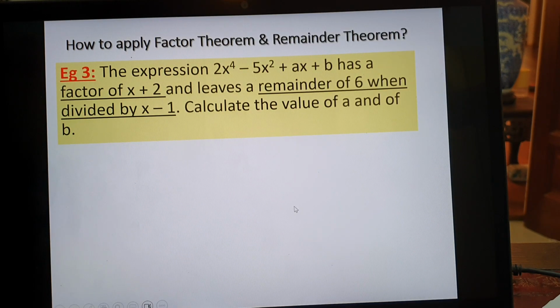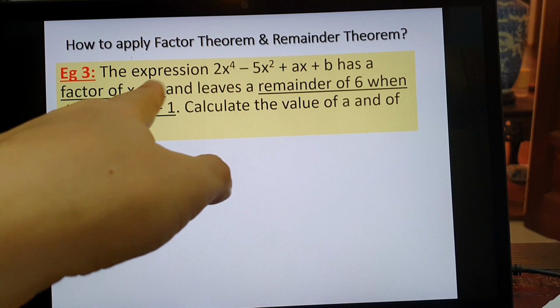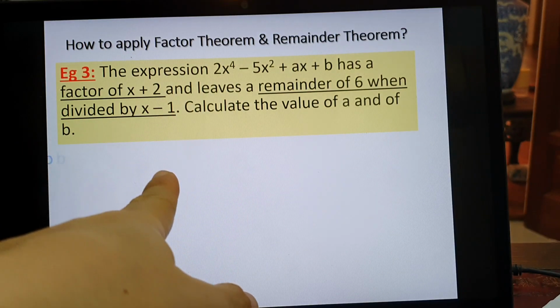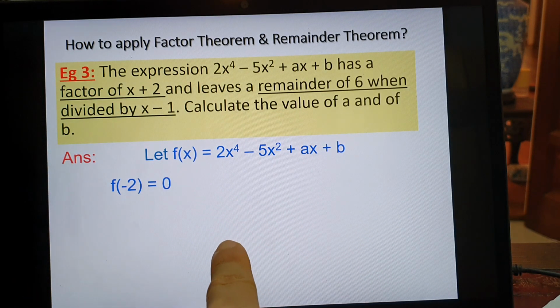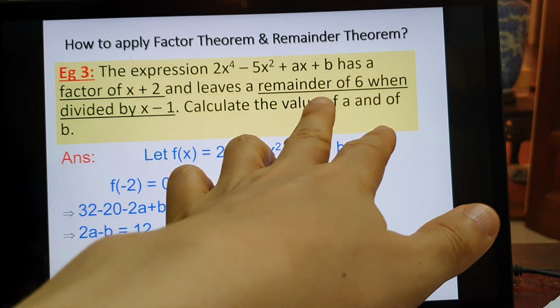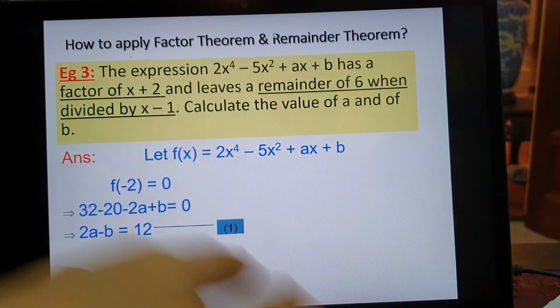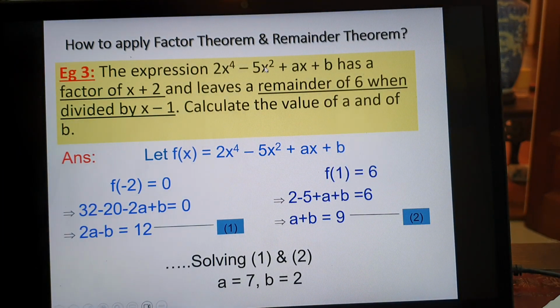Okay, this other question is something like your WA, and we have done many of these in the worksheet that we have done in class. You basically have two unknowns, A and B. So you will need two equations. The first equation, this one you must read carefully. Factor of this, that means your remainder is 0. So call it a name first. Then f(-2) should be 0. Then f(1) should be 6. That's it. Solve them simultaneously.